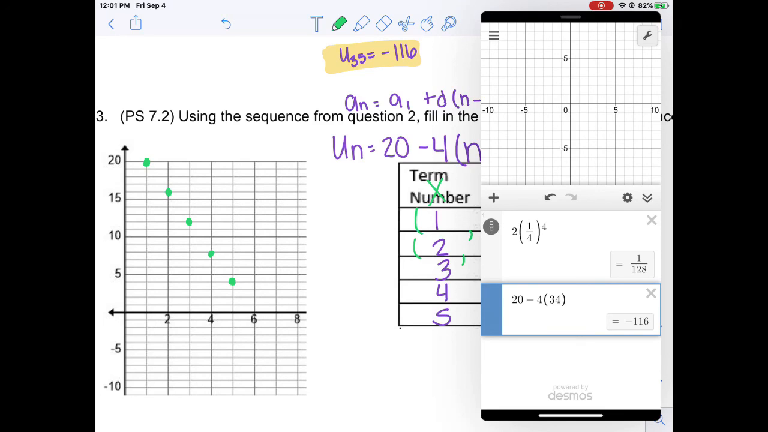All right, and then notice that these dots form, it looks like a line or a linear function, and that is correct. Arithmetic sequences form linear equations or linear functions. If you got something that does not look like a line, you have a mistake somewhere, and you'll need to go back and find that mistake.